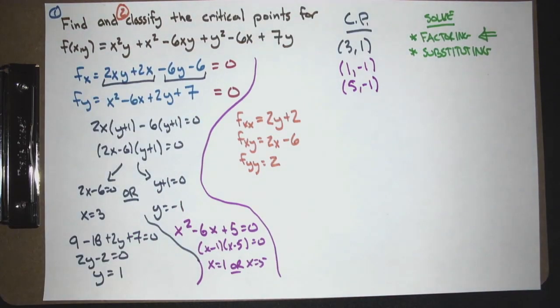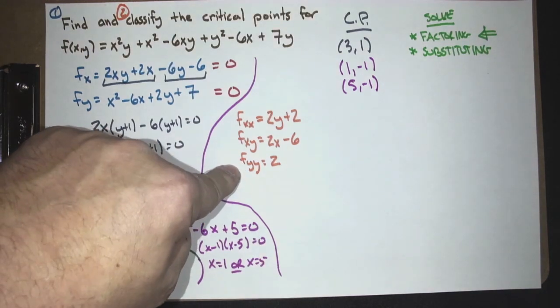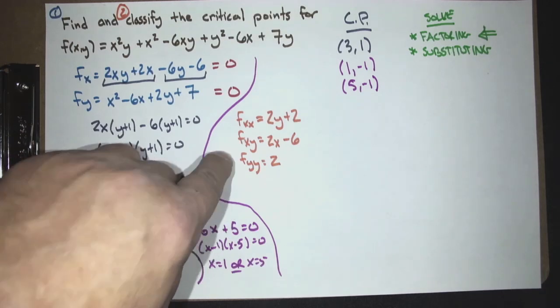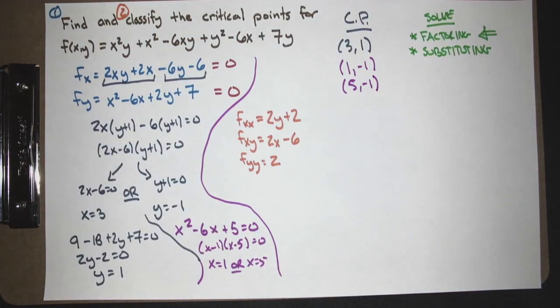All right. By the way, I now claim there are no maxes here. Is that true? There cannot be a max? Yes. And the reason is f sub yy is always positive. If we had a max, f sub yy would have to be negative. All right. Well, so cool.